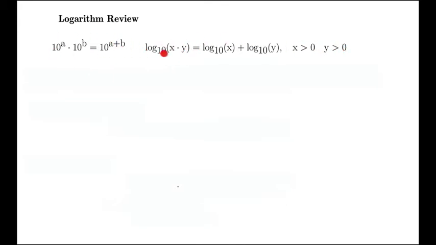Let's see how. Let's show that log base 10 of x times y is log base 10 of x plus log base 10 of y. So let's start with log base 10 of x times y, and we'll go through a whole sequence of steps, and we'll end up with log base 10 of x plus log base 10 of y. To change log base 10 of x times y into log base 10 of x plus log base 10 of y, we have to figure out how to use this rule.